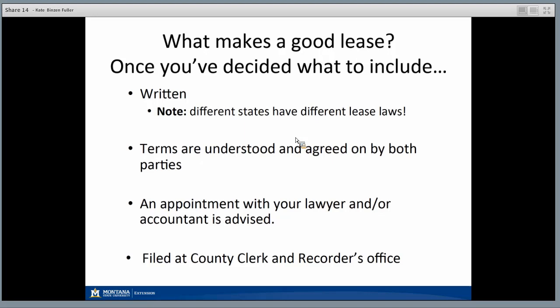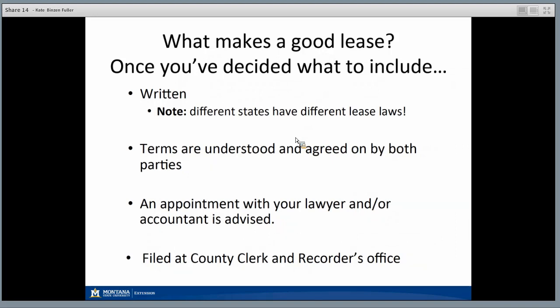So here in Montana, our lease law, our statute of frauds, says that if you have a lease that is more than 1 year in duration, it has to be written for it to be enforceable. What that ends up meaning in court, or what it has ended up meaning in court, is that it's a lot harder to enforce a multi-year lease if you don't have it written down.